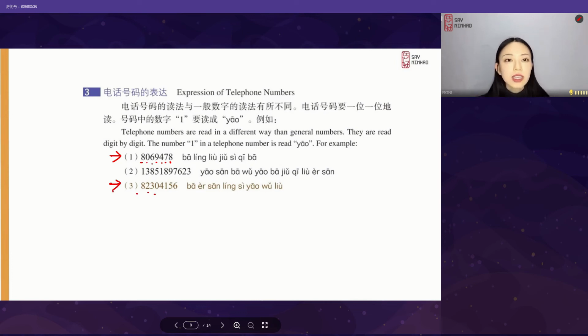In Chinese, we will read telephone numbers digit by digit. Don't read it like 1,000, 8,000, or 600. We will read it digit by digit. So it is 8, 0, 6, 9, 4, 7, 8. Digit by digit: 8069478.